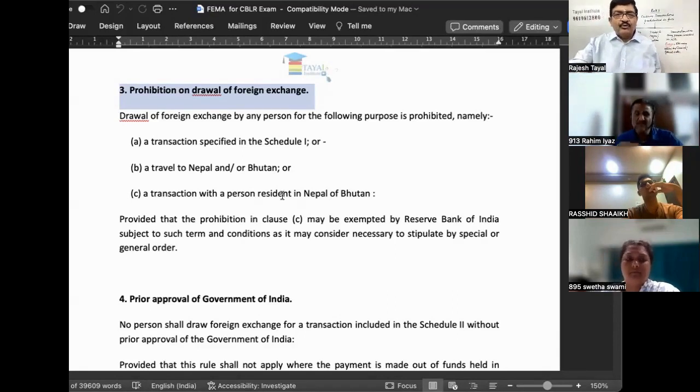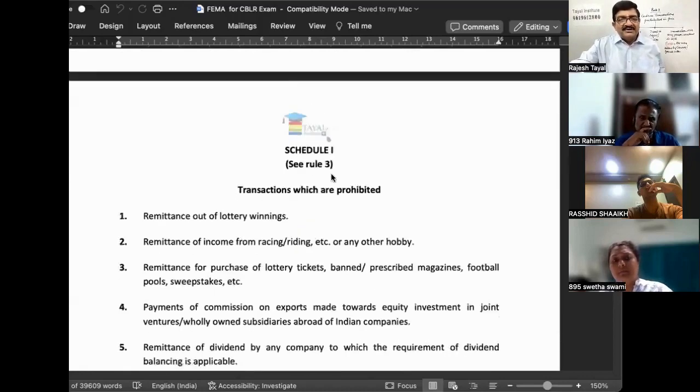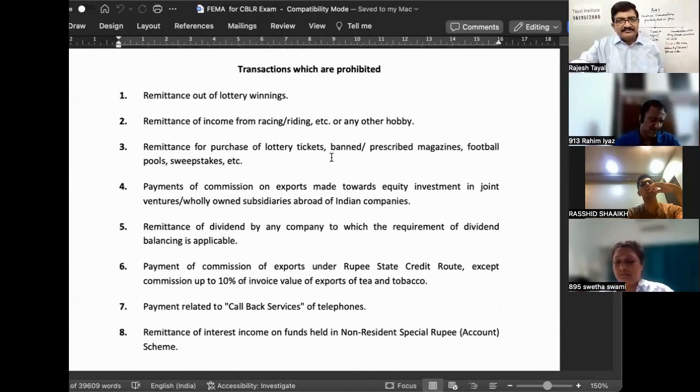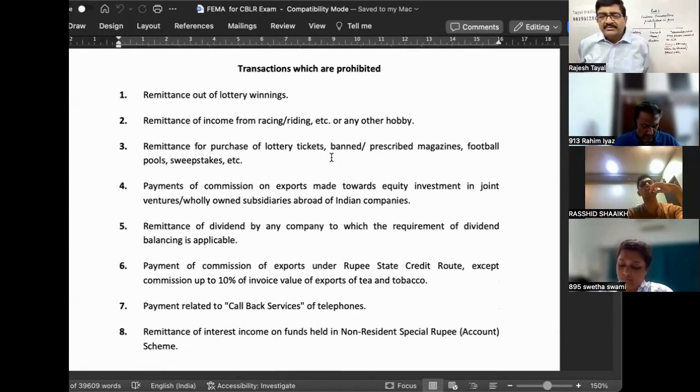Now, what is there in schedule number 1? This is schedule number 1. Number 1, remittance out of lottery winnings. So people resident in Nepal and Bhutan can certainly buy a lottery ticket from India. But if they happen to win, then remittance from India cannot be there in foreign currency. Number 2, remittance of income from racing and riding and other hobbies.